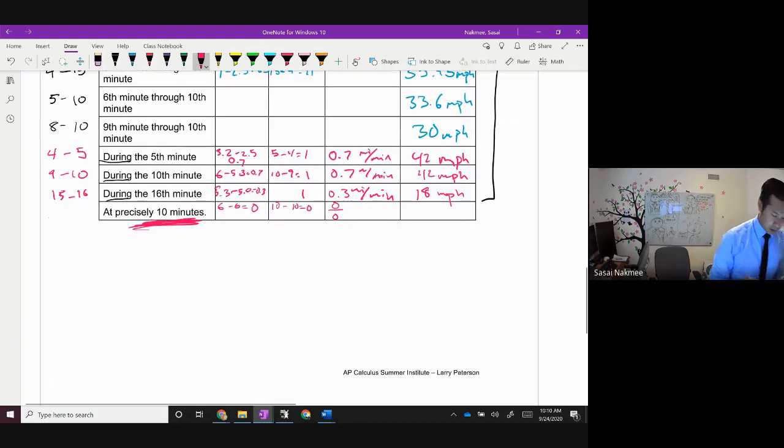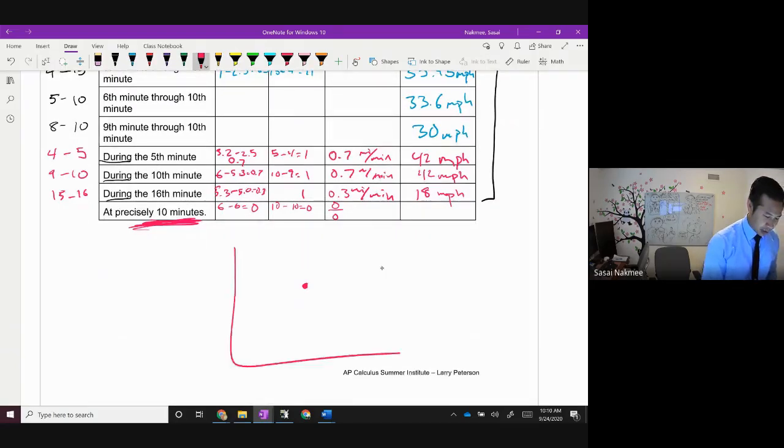And if you're having trouble seeing what I'm doing here, let's say at 10 minutes they traveled this far on this chart, and at 11 minutes they traveled this far. If I was asking for the average speed, you just draw the line here and calculate that slope, right?